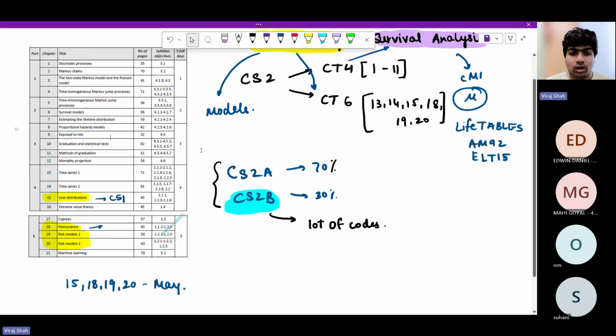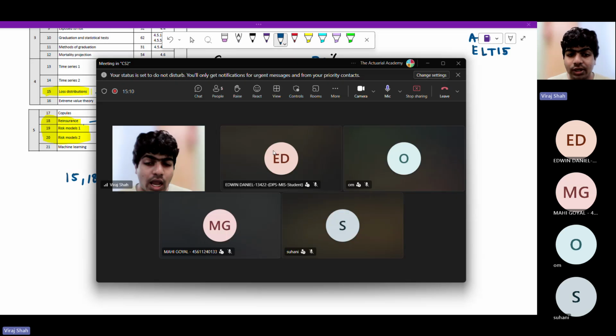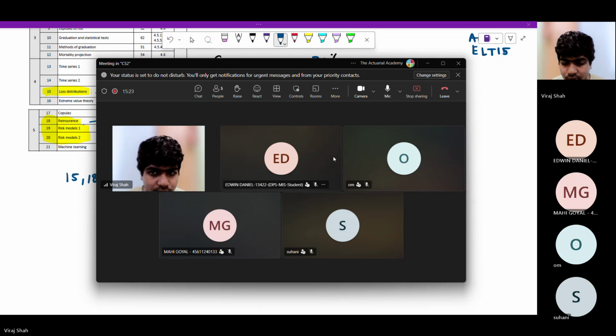Okay. To start with, first of all, how many of you are from IFoA and is anyone here from IAI? Anyone appearing from the Indian Institute, or is everyone from IFoA? Anyone here from the Indian Institute?